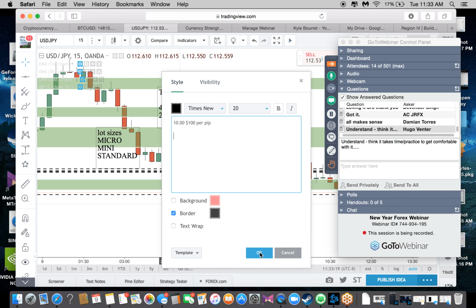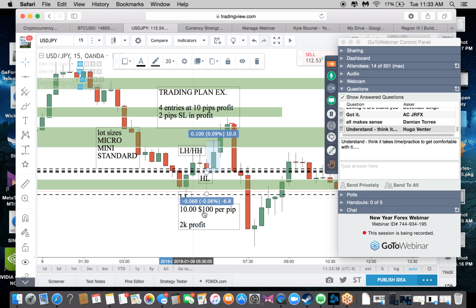If our trading plan is saying that we're closing two of our entries at 10 pips each, that's $2,000, right? Because if we're going to get 10 pips at $100 each, that's already $1,000. That's $1,000 for two of our entries, okay? So right here, we enter in.